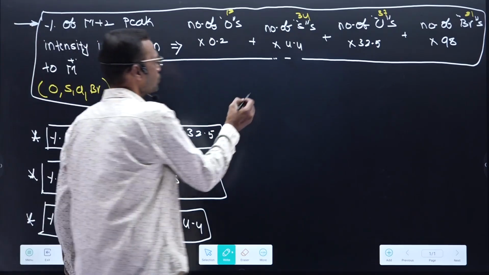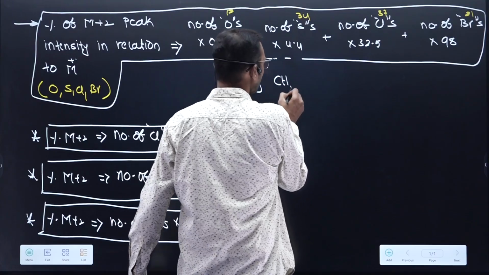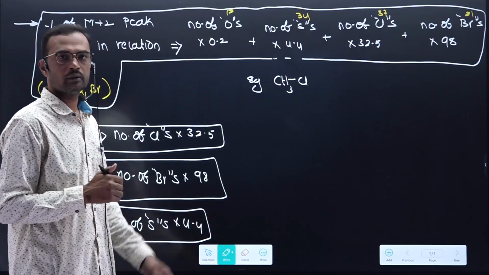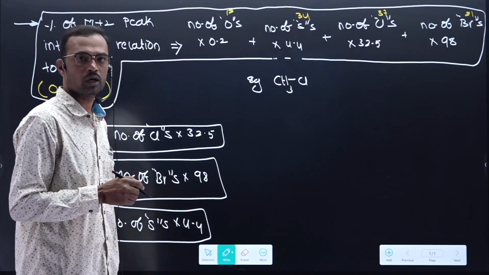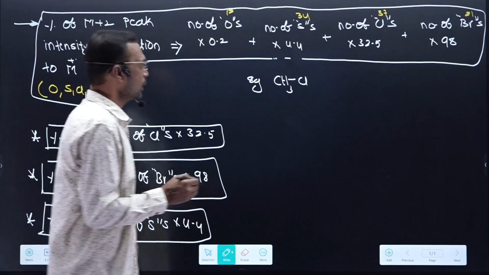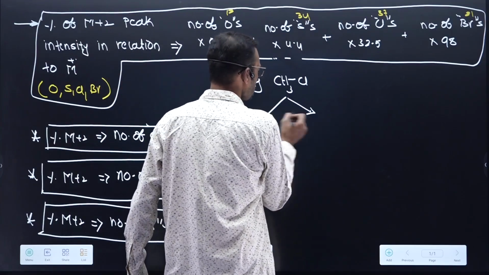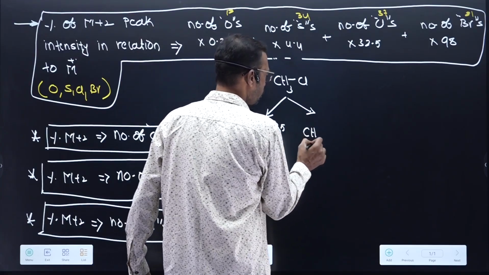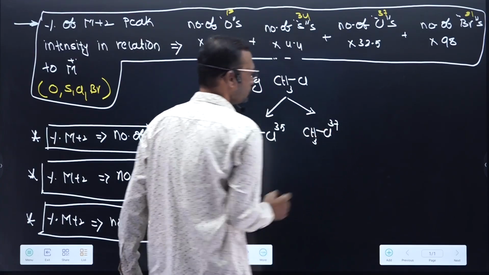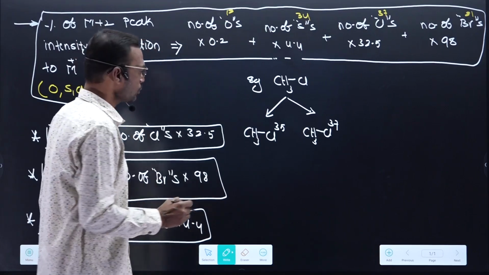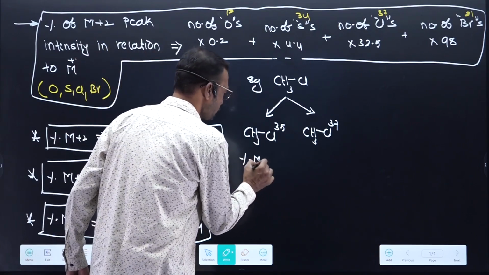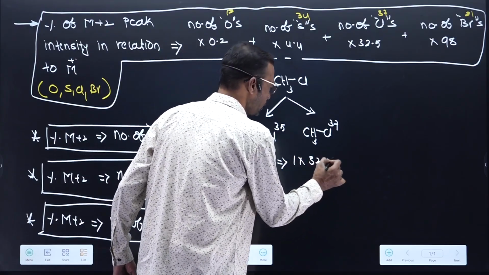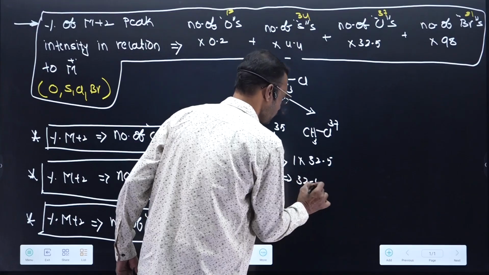So the best example I will show. Suppose I take methyl chloride. Chlorine never exists as M plus 1. Chlorine always gives M plus 2 only. Now two possibilities are expected: chlorine will give 35, chlorine also gives 37. So if you want to calculate percentage of M plus 2, how many chlorines are present? Only one chlorine. One chlorine into 32.5. So I can say this is 32.5.